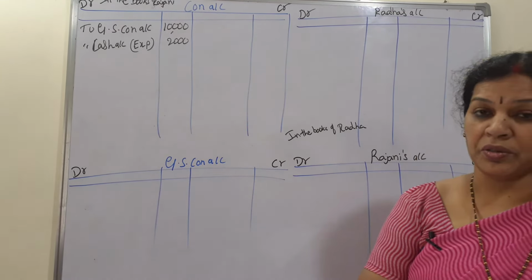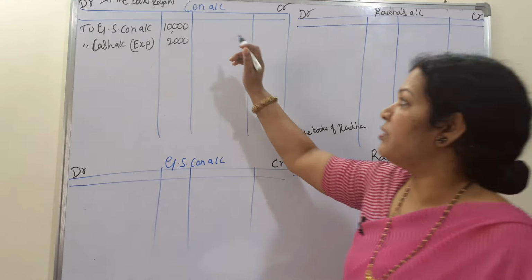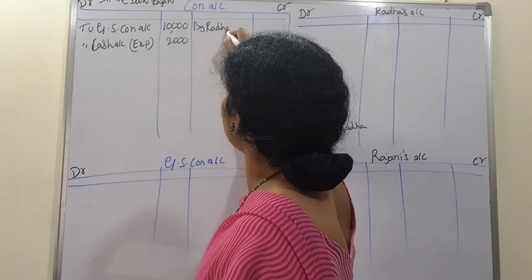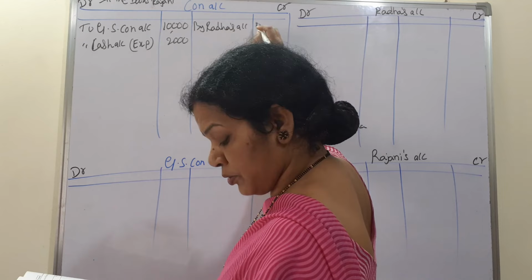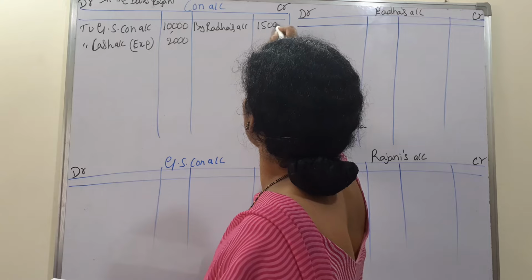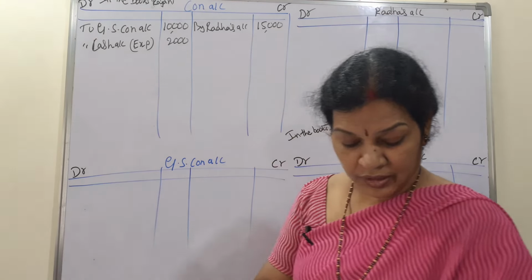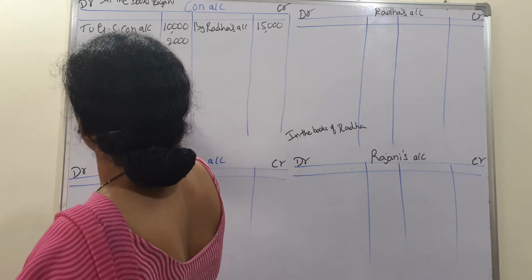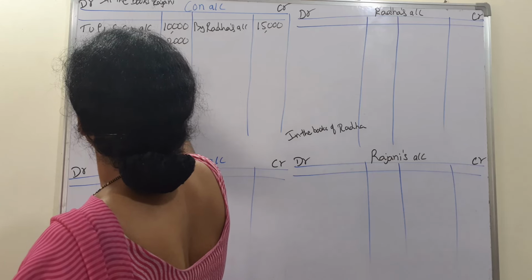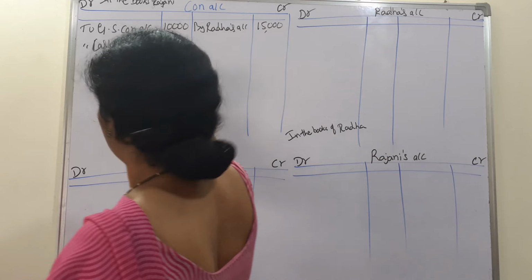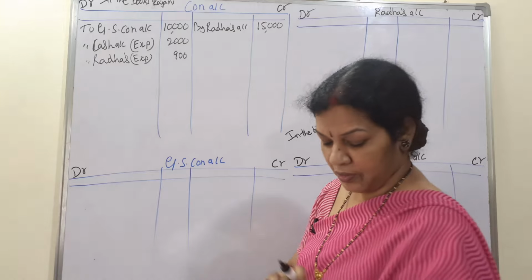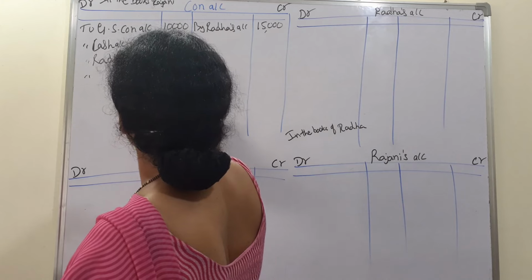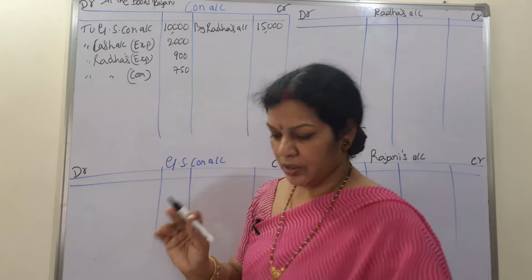Next, after that Rajini received account sales. Gross sales of 15,000. Who sold? Radha sold. Sales will be on the credit side. By Radha's account, sold goods worth 15,000. And Radha's expenses are 900. So, to Radha's expenses 900. Then after that commission 750. Radha's commission to Radha's account, commission 750. That's it, over.